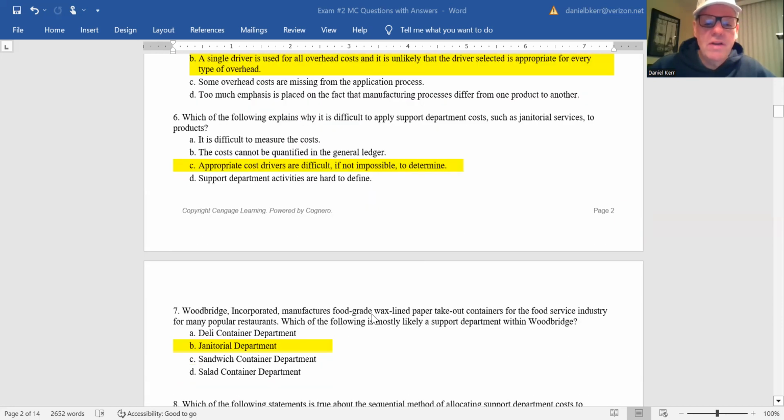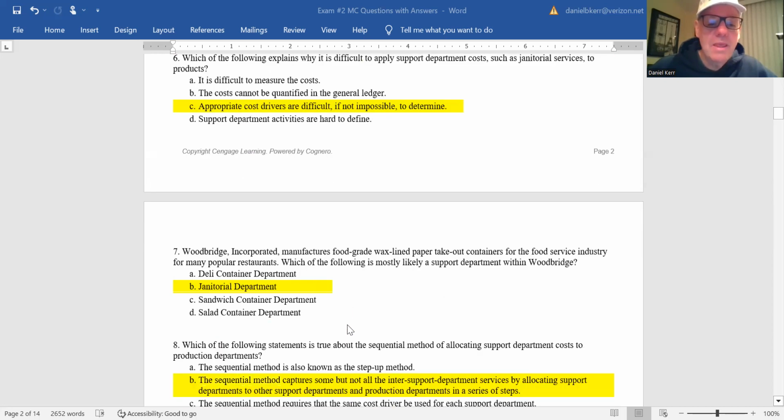Number 7, Woodbridge manufactures wax-lined takeout containers for the food service industry for many popular restaurants. Which of the following is most likely to be a support department cost? Well, these other ones here, deli department, sandwich department, salad department, those are all products. So the one that is the support department would be the janitorial department. So the answer there is B.